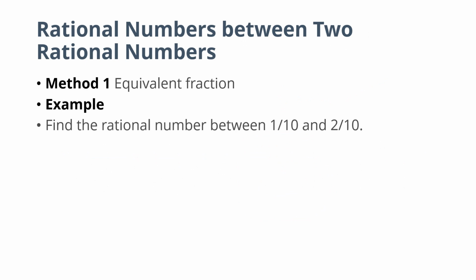Next we have rational numbers in between two rational numbers. How to find rational numbers in between two given rational numbers? Suppose we have this question: find the rational numbers between 1 by 10 and 2 by 10. So we have two methods. The first method is the equivalent fraction method, which states that suppose you want to find numbers in between 1 by 10 and 2 by 10. First thing is that you can find an infinite number of rational numbers in between two rational numbers.